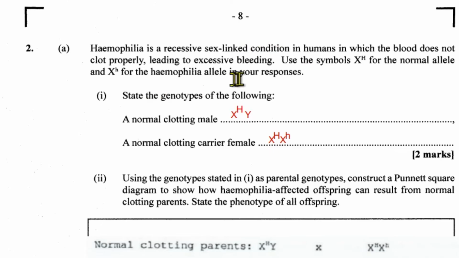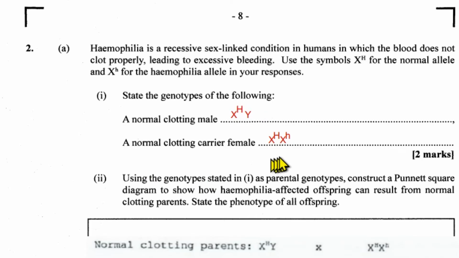So state the genotypes of the following. A normal clotting male, basically a male who doesn't have hemophilia, will be X^H Y. And the Y, you could put a little dash here, or you could leave it just as it is, but you're not going to put H here because the Y chromosome cannot carry the normal allele or the hemophilia allele for the disease. A normal clotting carrier female.